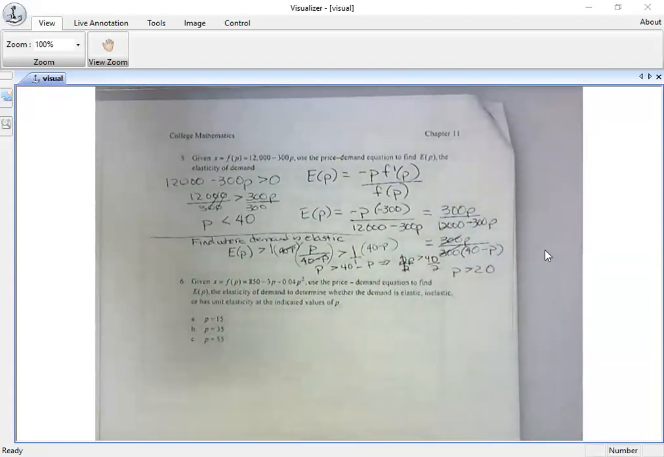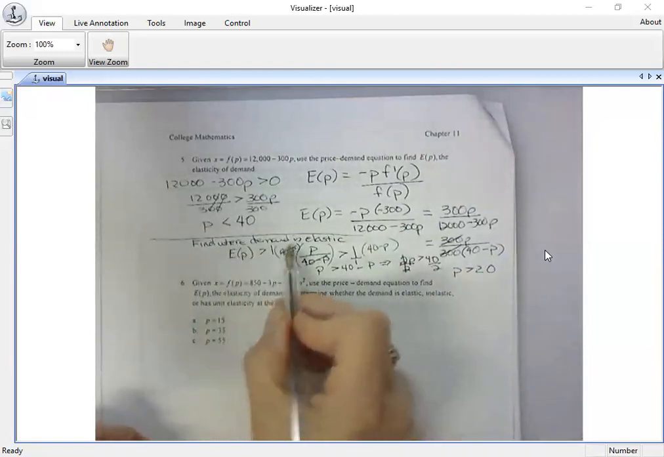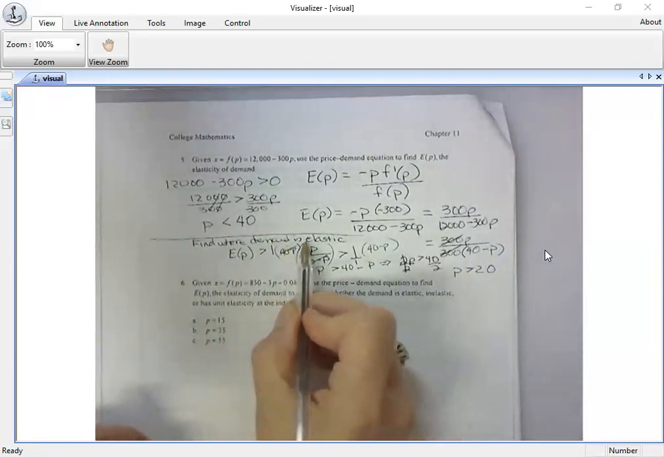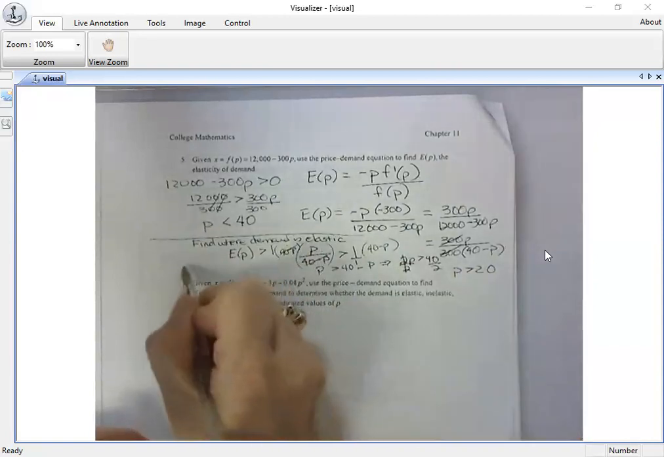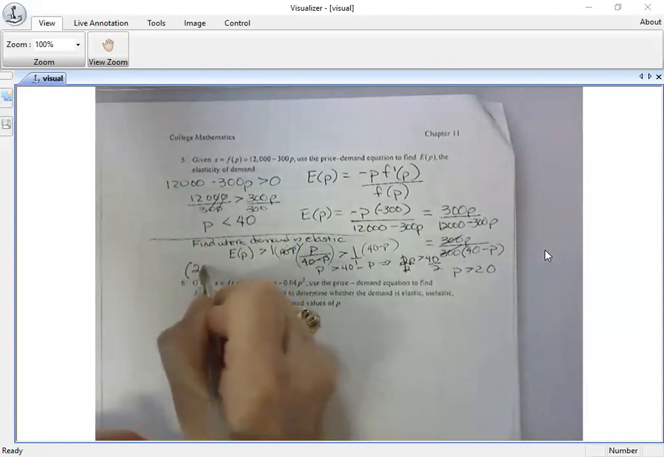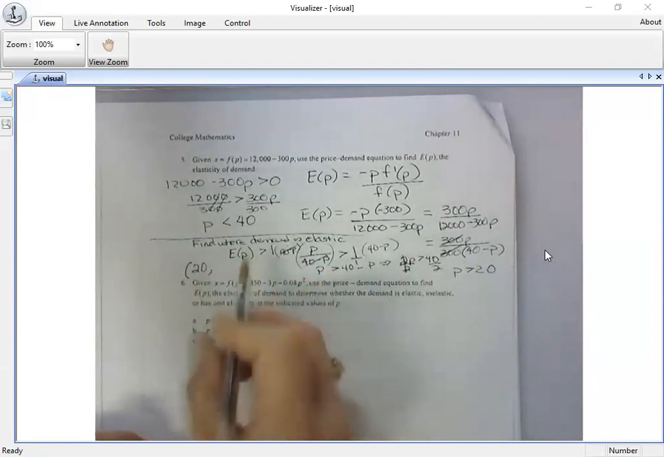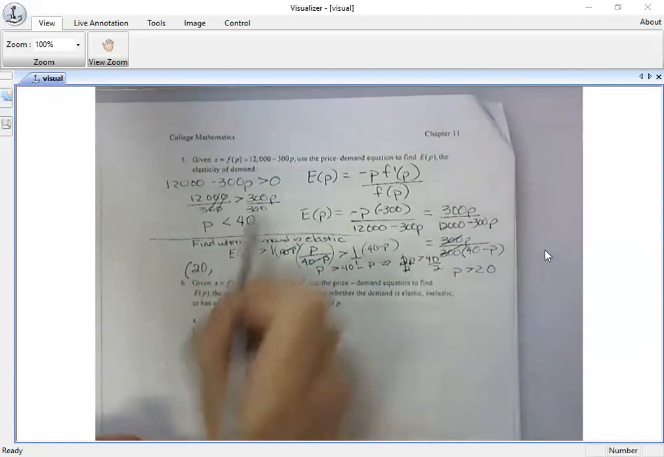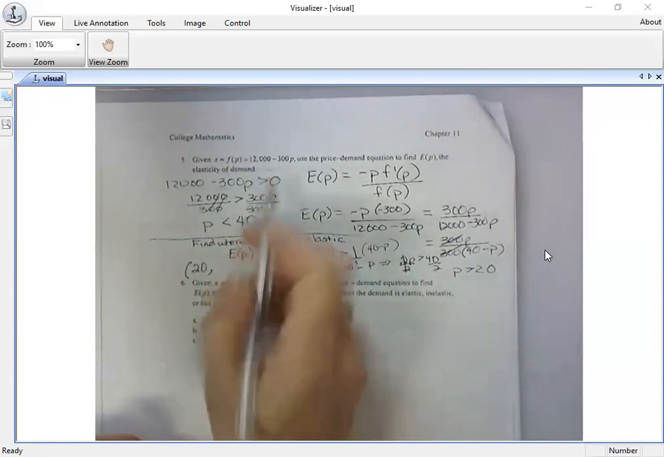So anytime that I get greater than, and I have no idea what this is, but since P represents price, if I go above $20, then I am now in elastic territory. I am potentially losing customers. So if I wanted to identify where the demand is elastic, it's going to be between 20 and what did we say was the maximum that even applied to this? 40.